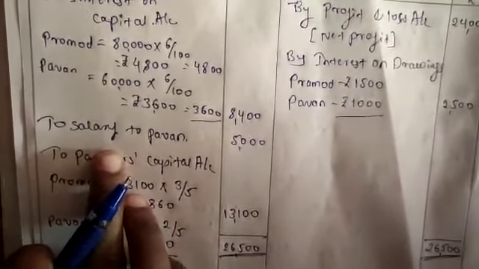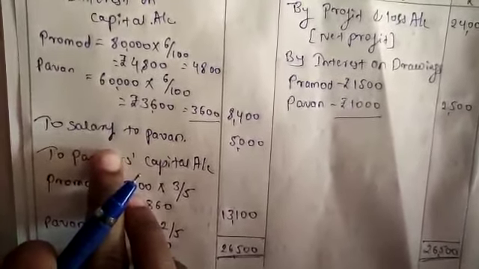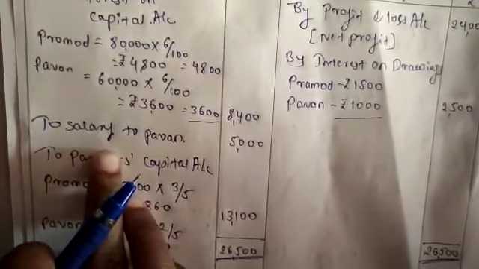So this is the method to solve the profit and loss appropriation account here.